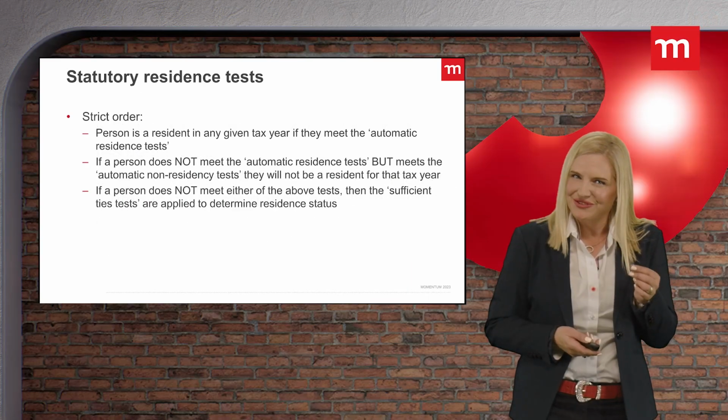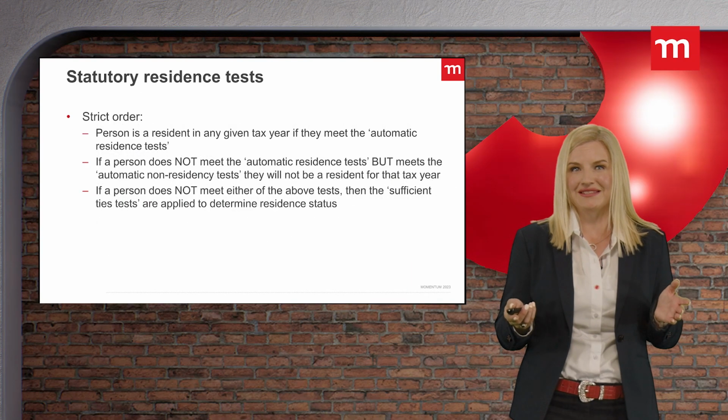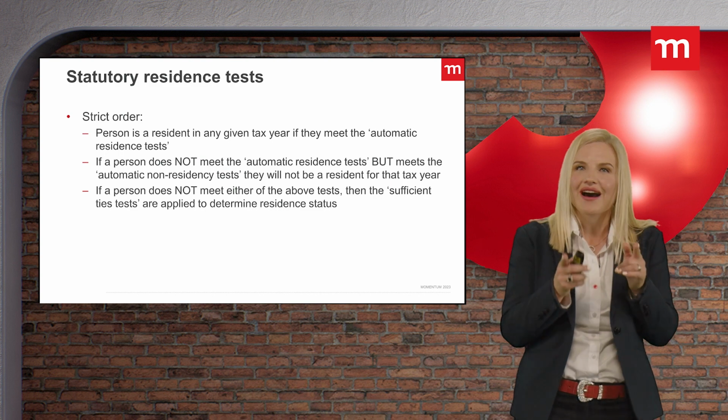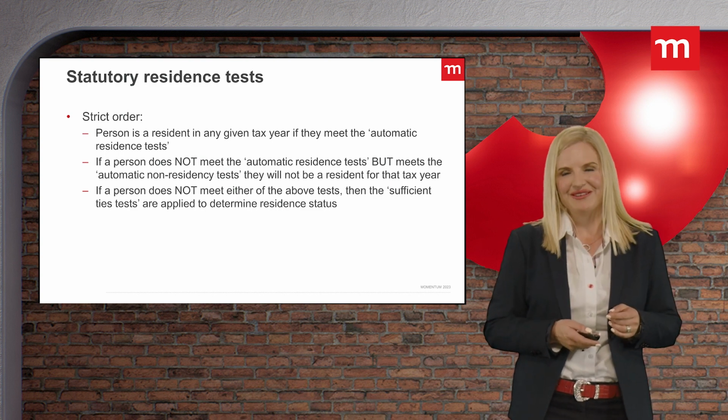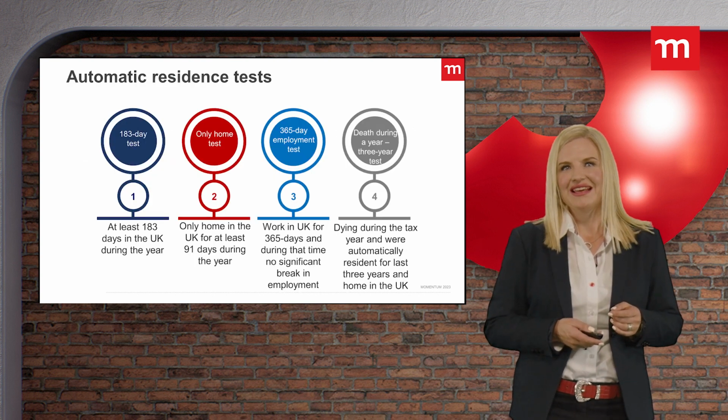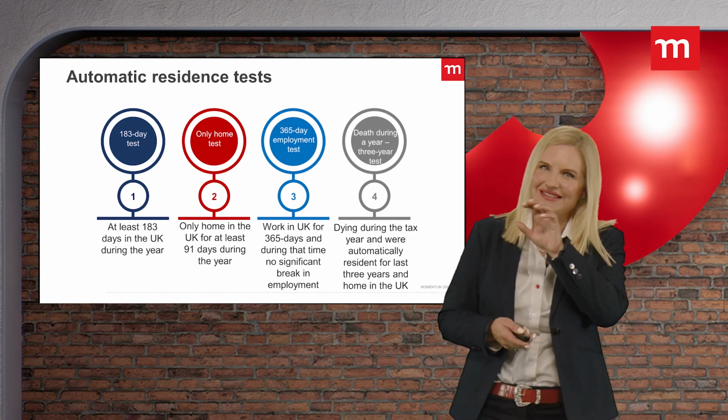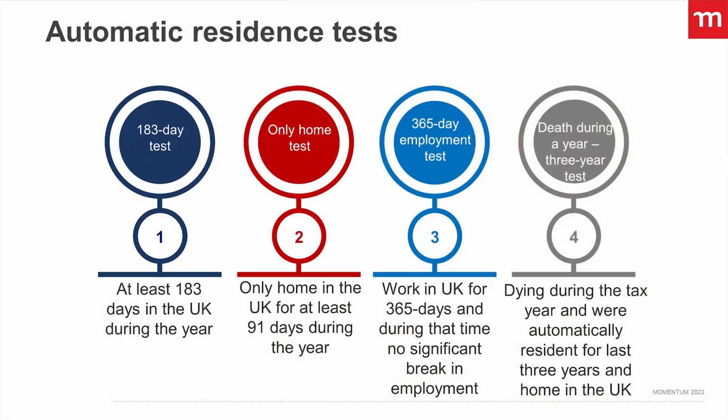So if a person does not meet either of these above tests, then the sufficient ties tests are applied to determine resident status. Let's unpack the automatic residence test. If you've been in the UK for 183 or more days, you'll be a UK resident, and there's no need to consider any other tests.